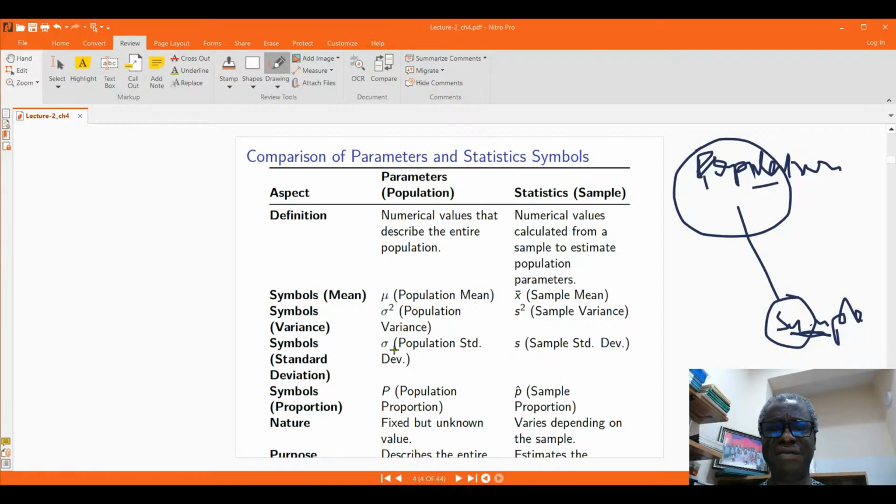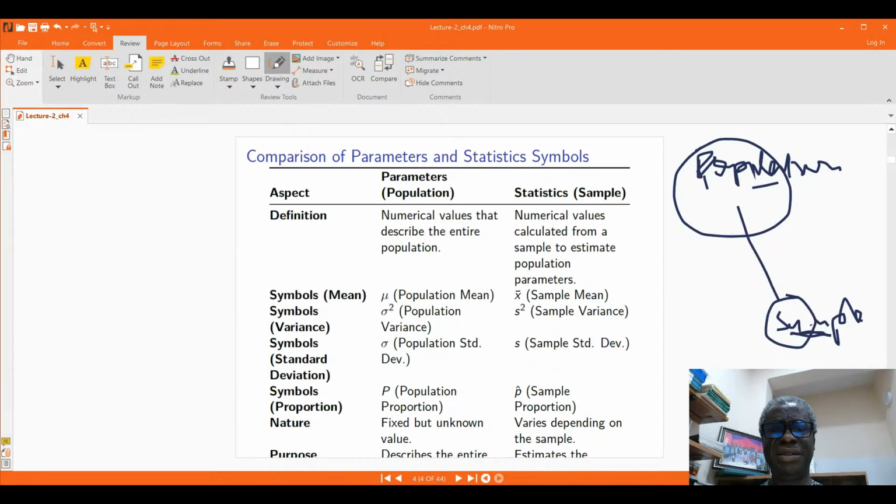Standard deviation, as you know, is the square root of the variance. So it's called the population standard deviation, and the symbol is sigma. Whereas for the sample, the corresponding estimate is denoted by S, the sample standard deviation.